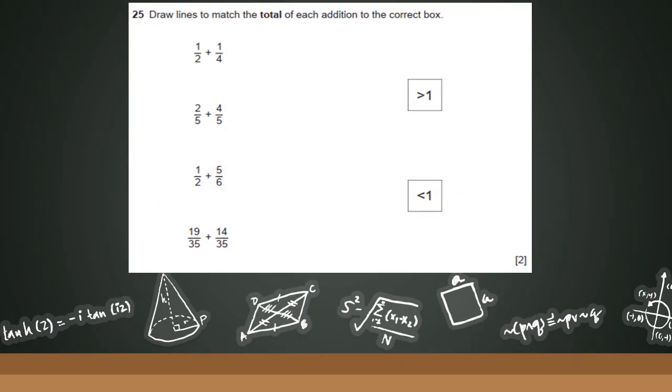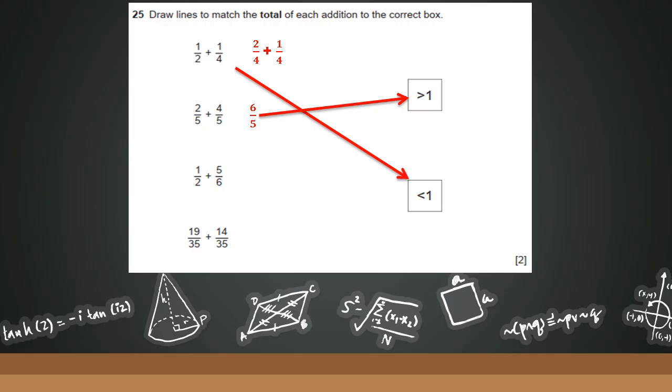Now, half plus quarter. I want to convert half into a quarter, so I need to know, is it greater than 1 or less than 1? Half will be 2 over 4 plus 1 over 4, which is 3 over 4, and this is less than 1. 2 over 5 plus 4 over 5, 2 plus 4, 6 over 5, it's an improper fraction, it will be greater than 1.